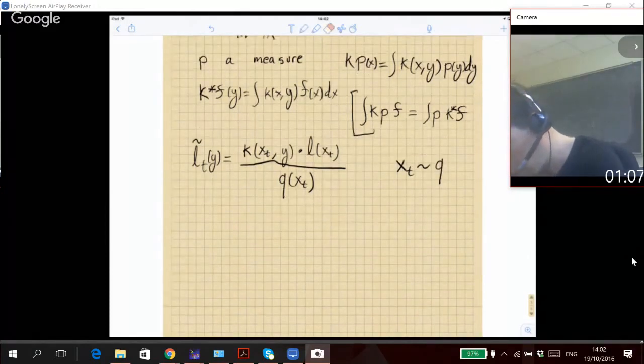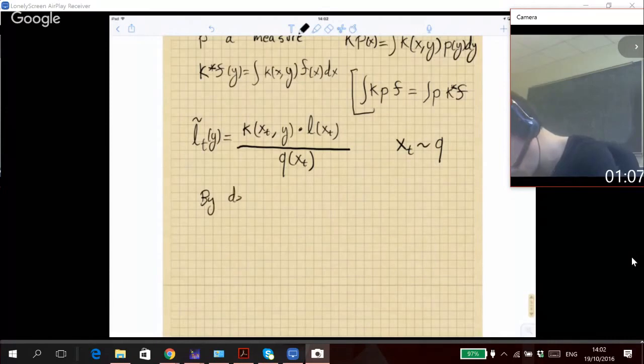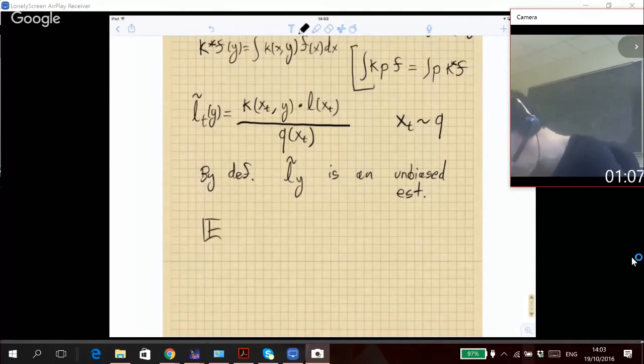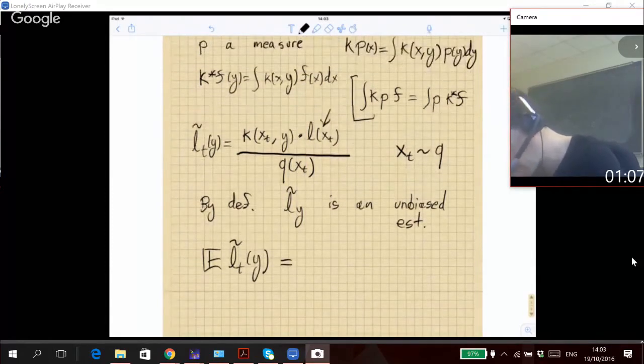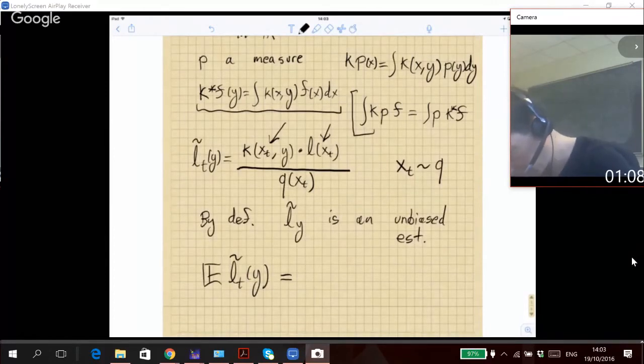So by definition, L tilde of Y is an unbiased estimator, or in other words, we consider the expectation of L tilde T of Y. You see that we take XT, but we do some kind of convolution with this kernel. If you look at this definition, you'll see that the expectation of L tilde T is just K star of LT.